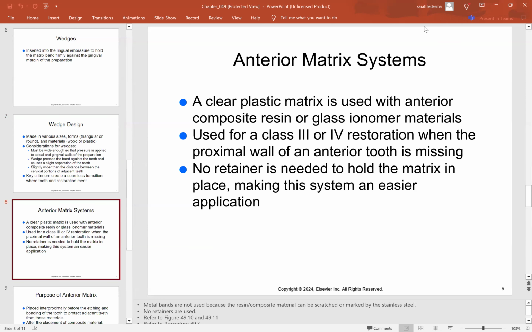In our anterior matrix system, we use a clear matrix. We're going to use this with our composite resin or our glass ionomer materials, and this will be used for our class 3 or 4 restorations when the proximal wall of the anterior tooth is missing, and no retainer is needed to hold the matrix in place, making the system an easier application.